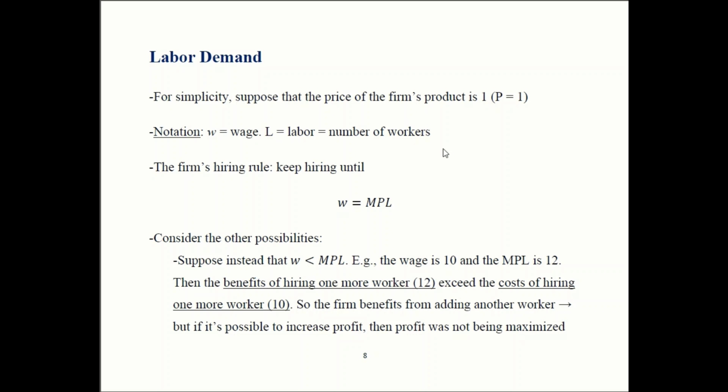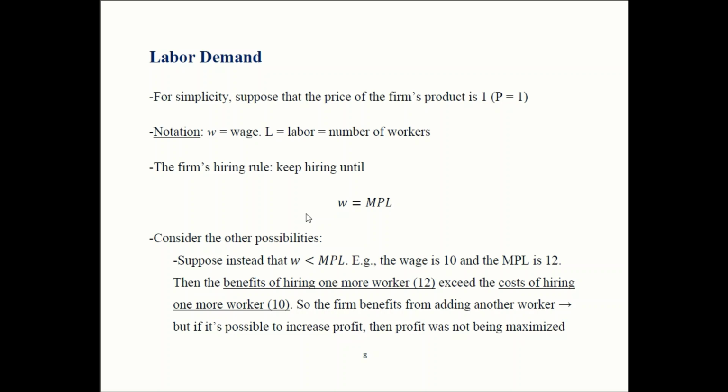So the hiring rule for the firm, and this is going to be their derived demand, is that wage equals marginal product of labor. And there's some intuition for why that's going to be profit maximizing. We'll go through a similar exercise we went through before. We'll consider what if the wage were not equal to the marginal product of labor. We'll then show for each possible case that whenever the wage does not equal the MPL, then the firm is failing to maximize profit. So let's go through those two possibilities.